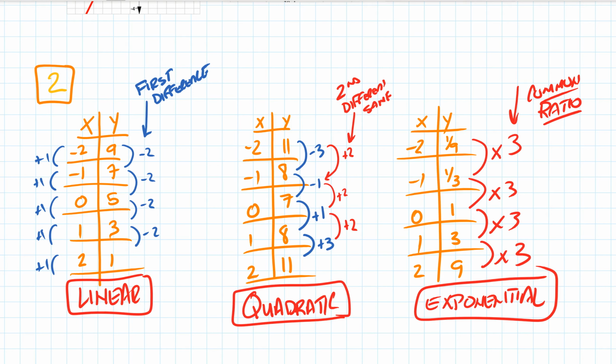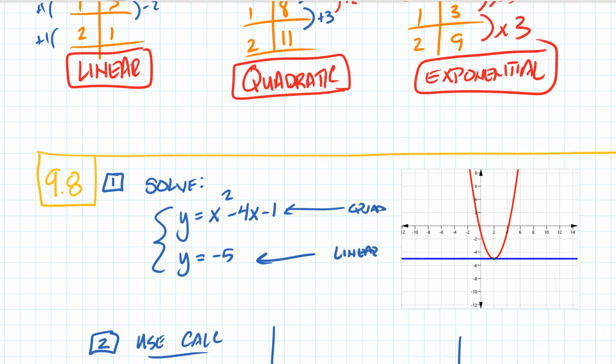And then the third one would be exponential. So if I'm going from 1/9 to 1/3 to 1 to 3 to 9, if I am multiplying by a factor that is constant for equal changes of x, then I have an exponential model. So that's a way you can choose the difference just by looking at a table. And that's basically what 9.7 is all about.